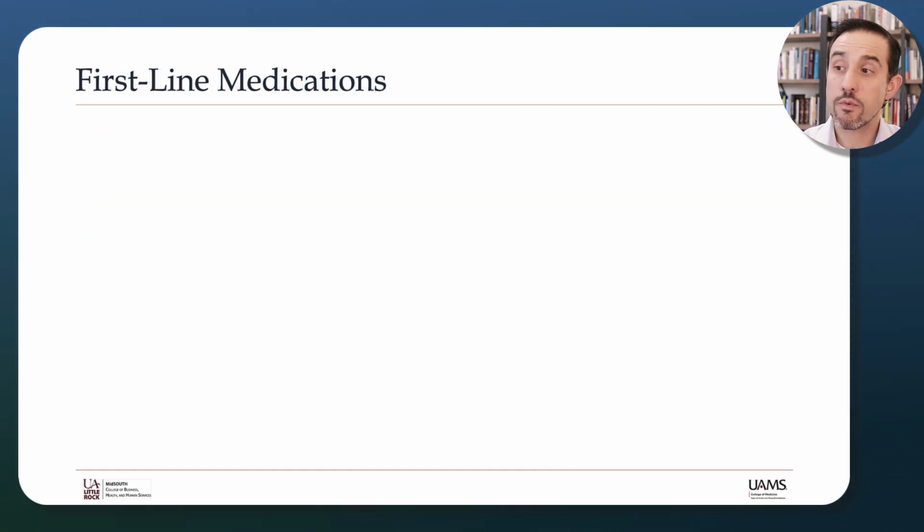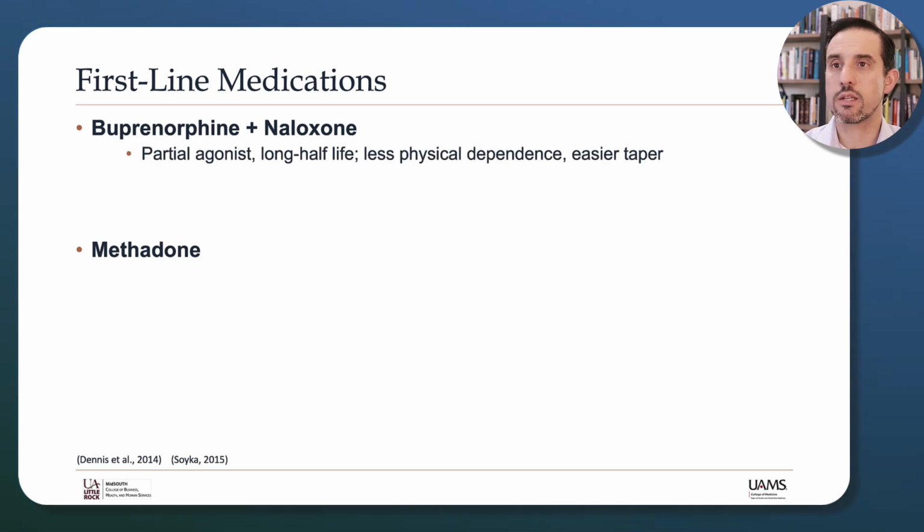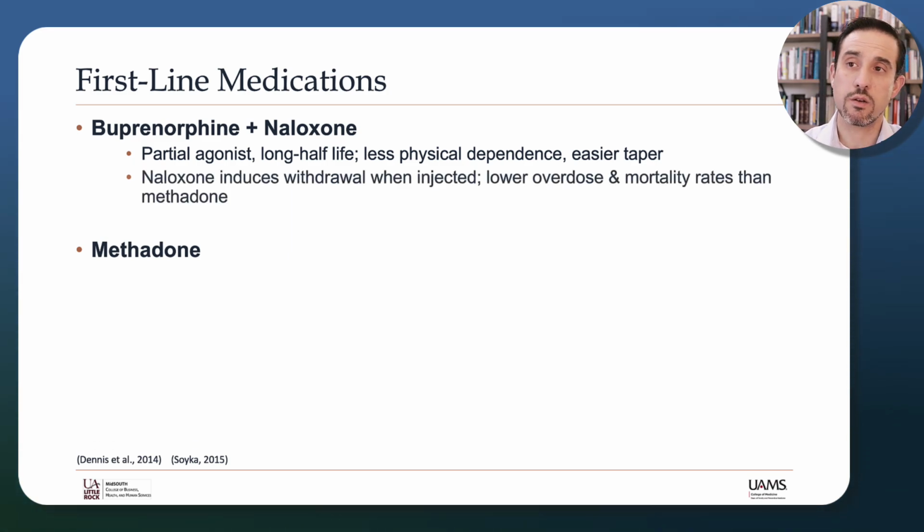Now, as I mentioned before, the first line medications we have for opioid use disorder are buprenorphine, usually combined with naloxone at the same time, as well as methadone. Now, the buprenorphine-naloxone combination is a partial agonist, has a long half-life, so it has less physical dependence than methadone, generally speaking, and an easier taper. The naloxone is not bioavailable when taken sublingually or orally, which is usually how it's delivered. However, if you were to inject it or alter it in some way, then the naloxone would take effect. So that's the purpose of that being there. It doesn't precipitate withdrawal if used normally, but it's there to help with misuse.